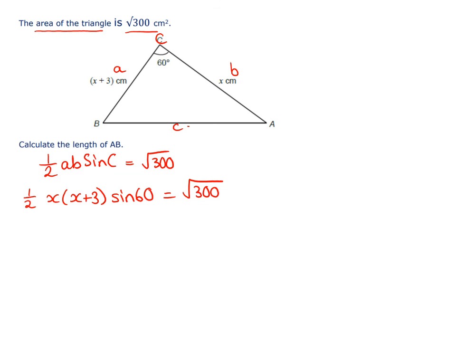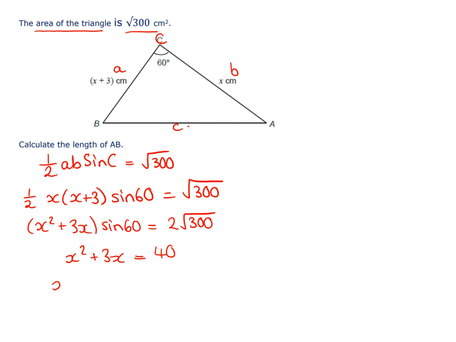So I'm going to do two steps in one now. I'm going to times both sides by 2 to get rid of this half, and I'm going to multiply out this first lot of brackets. And then this one was from a calculator paper, so I can just divide both sides by sine 60. So I'm left with x squared plus 3x, and then when I type in 2 root 300 divided by sine 60, I get the answer 40. So it's looking like a quadratic.